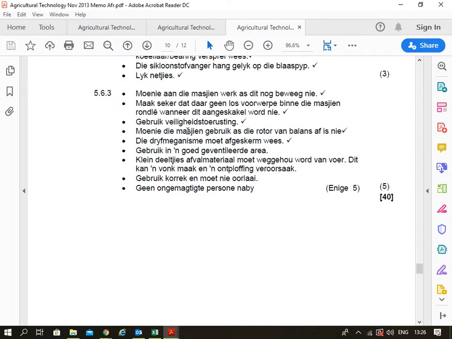Moenie masjien gebruik as die rotor van balans af. Do not use the machine if the rotor is off balance. Gebruik in 'n goed geventileerde area. Always using a well ventilated area. Yes. Klein stofdeeltjies, afvalmateriaal moet weggehou word van die voer af. Dit kan ook 'n vonk maak wat dan 'n stofontploffing veroorsaak. So guys, try to keep the dust particles away from the feed because it can cause a dust explosion.